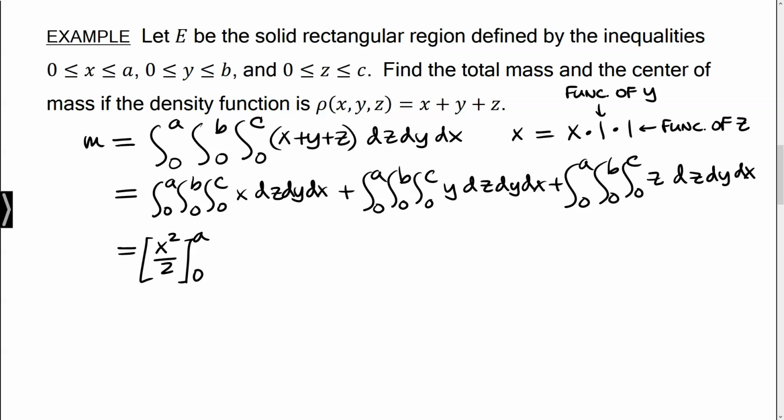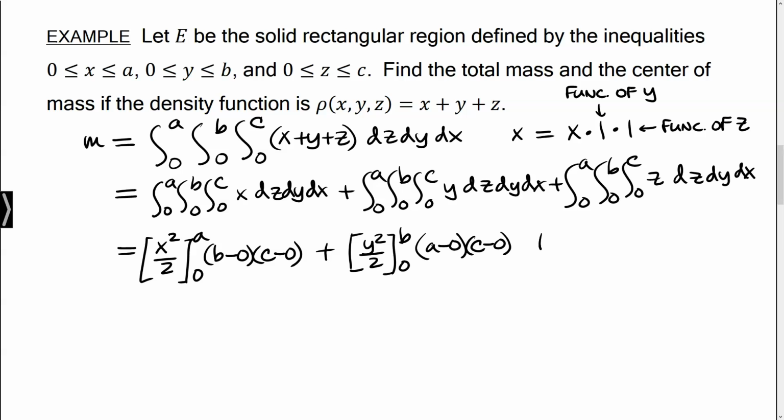But then for y and for z, we just get the integral of 1 from 0 to b and 1 from 0 to c. So that means we just get b minus 0, c minus 0. And the same thing for these other ones. So for instance, when we integrate y, we're just going to get y squared over 2 as y runs from 0 to b, and we get a minus 0, c minus 0, and so on. You can see the pattern here, z squared over 2 from 0 to c, and then a minus 0, b minus 0.